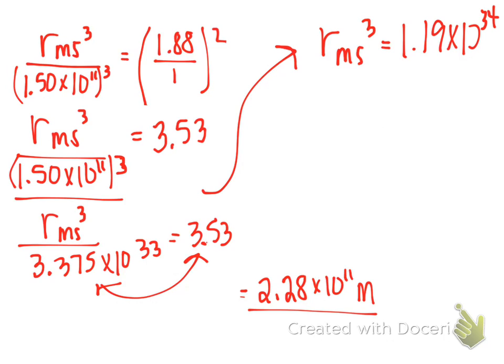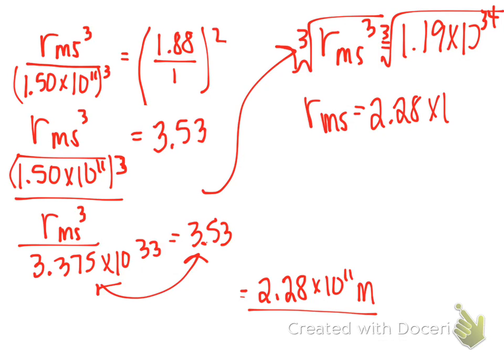And then to get this r sub ms by itself, I need to take the cube root of both sides. To do that in your calculator, you should still have the value 1.19 times 10 to the 34th on your calculator. You're going to hit math, scroll down to number 4, then you can hit second answer and insert that value into your cube root. If not, you can punch it back in, that's fine. And that should give you a radius value of 2.28 times 10 to the 11th meters.